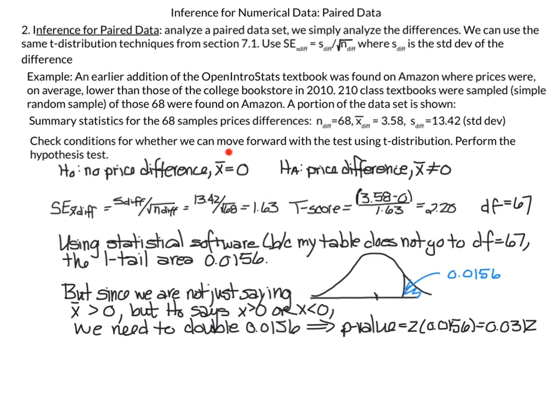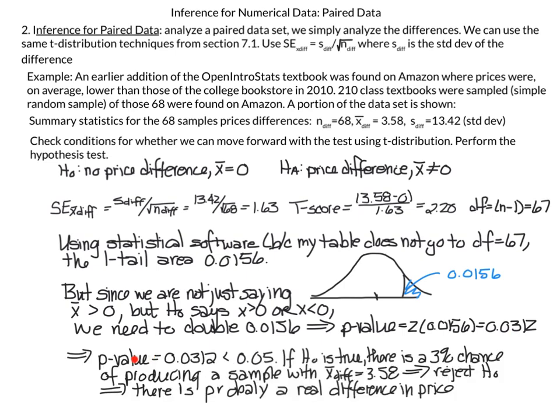But look at our hypothesis. It's not just about being greater than this t-score. It's not equal to, right? Which means we also need to take the second tail. So we need to calculate that x is either greater than 0, which is this tail, or less than 0, which is this other tail, the lower tail. So we need to double our 0.0156 area. So we're going to get a p-value of 2 times 0.0156. So we get 0.0312. So now our p-value is 0.0312, which is less than our required 0.05.